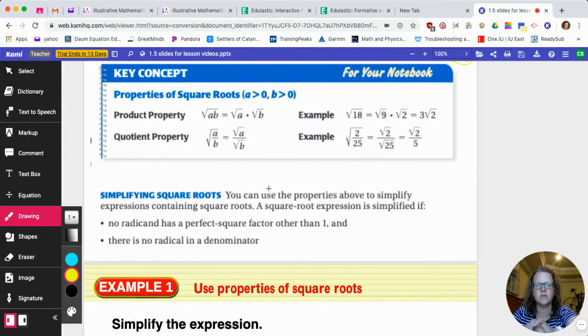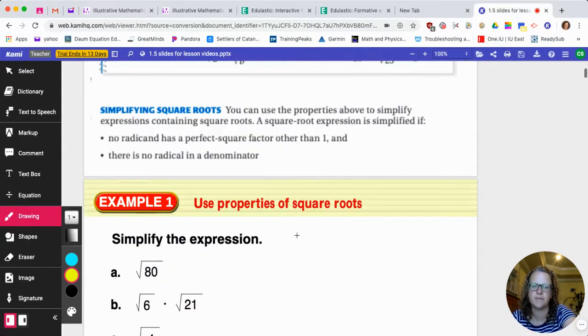Simplifying square roots, you can use the properties above to simplify expressions containing square roots. A square root expression is simplified if no radicand has a perfect square factor other than 1, and there's no radical in the denominator. Radicals in the denominator are not acceptable in math land. And to put something in simplest form, that means if you take the number and you factor it, none of those factors are perfect squares.